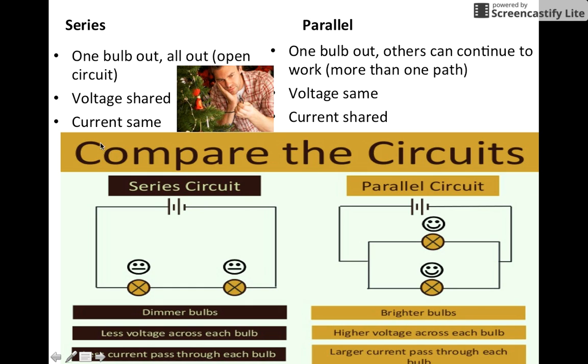And then talk about the differences in how voltage and current would work in a series and parallel circuit. So some key things students need to know in this lesson.